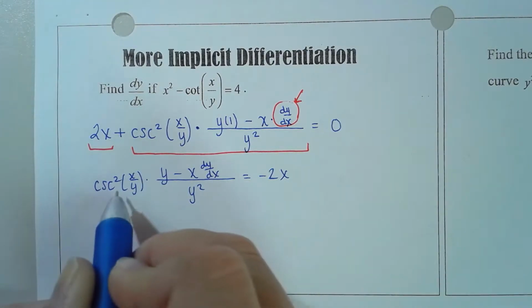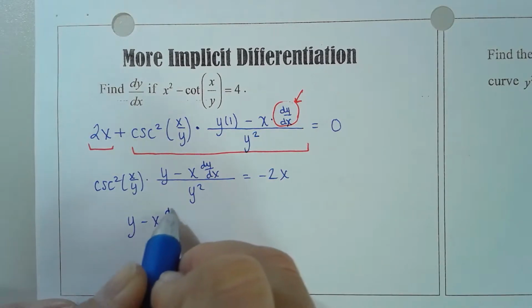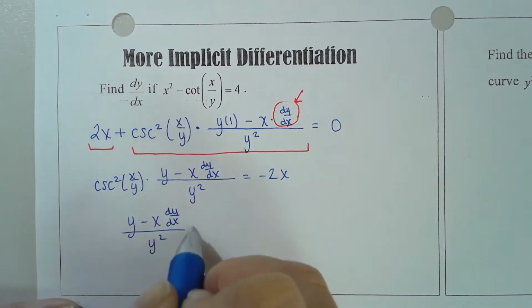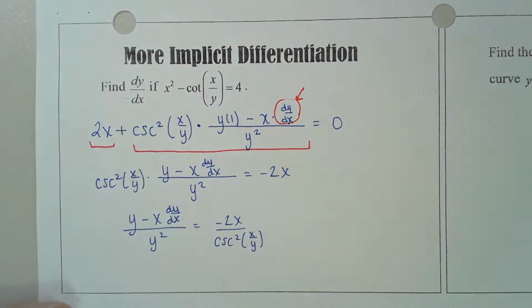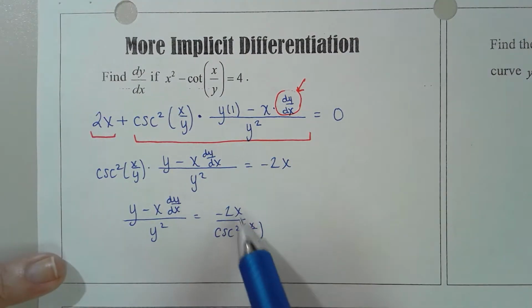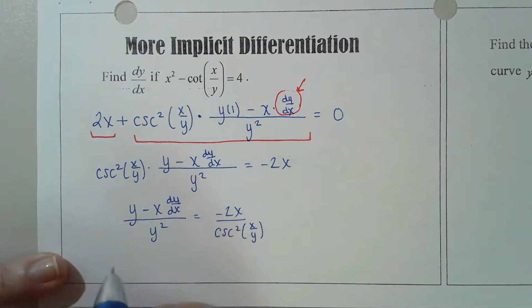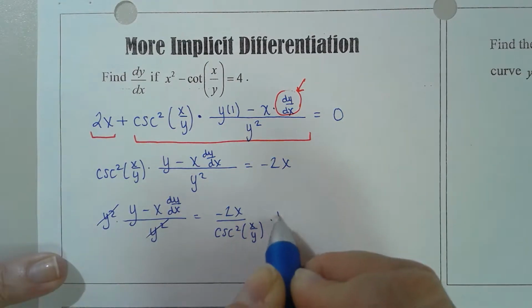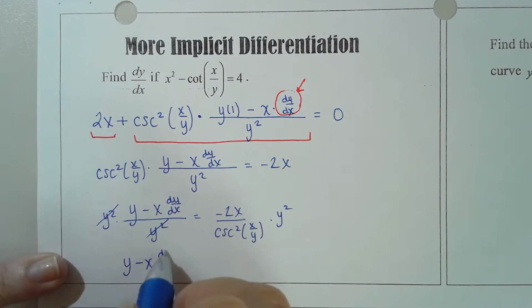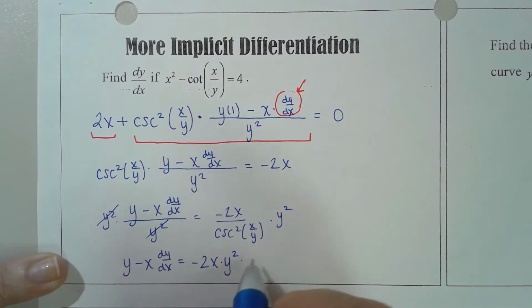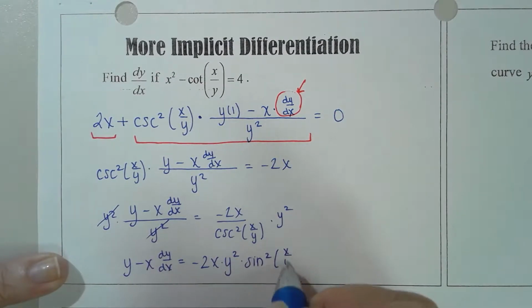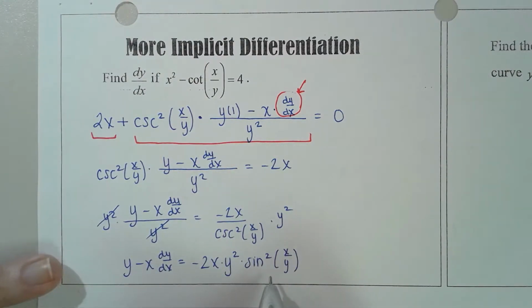This dy/dx is in this fraction, so let's move this guy. Let's divide by cosecant squared of x over y. It's up to you what you do at this point, but dividing by cosecant squared is the same as multiplying by sine squared, so I think I'm going to do that. I'm also going to multiply both sides by y squared. So I have y minus x dy/dx equals negative 2x times y squared. And again, you can leave it as divided by cosecant squared. I'm looking ahead thinking I'm not going to love that, so I just changed that into sine squared.